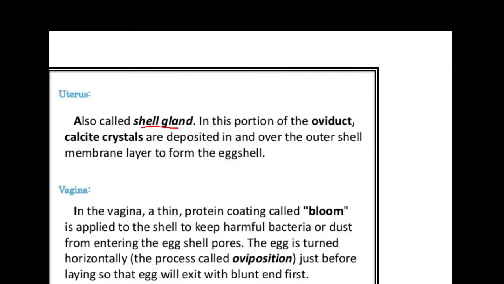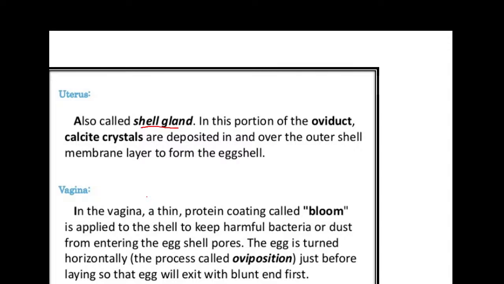So calcite crystals are deposited on the outer side of the egg, and then it reaches the vaginal region. It is a thin region where a protein coating called bloom is applied, and this coating prevents the shell or the embryo from harmful bacteria or dust, because the shell is porous. Minute pores are there on the shell, so this protein coating is done to prevent harmful bacteria from entering the egg.